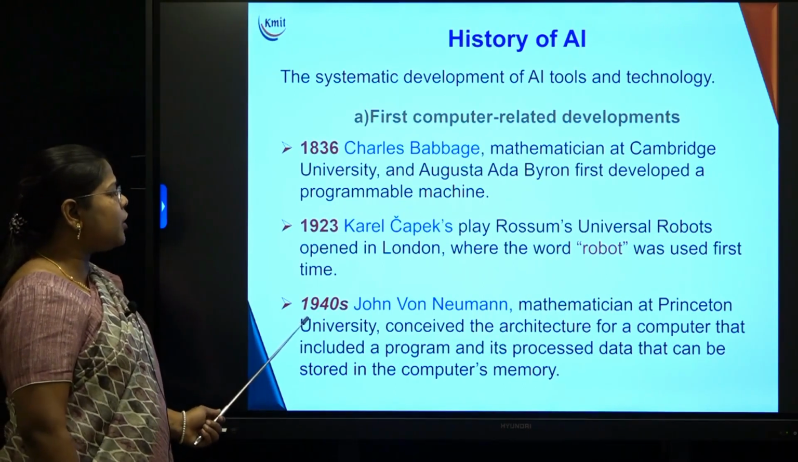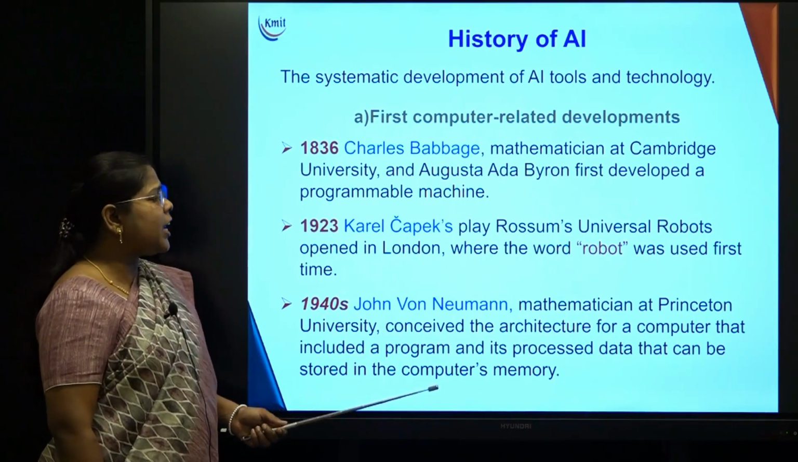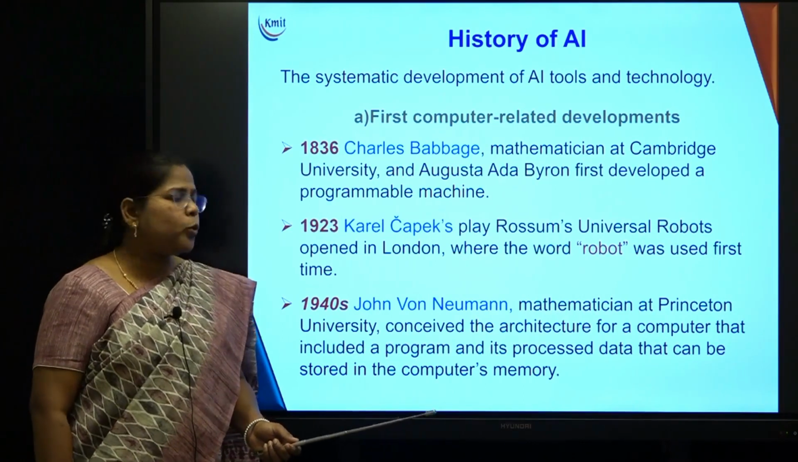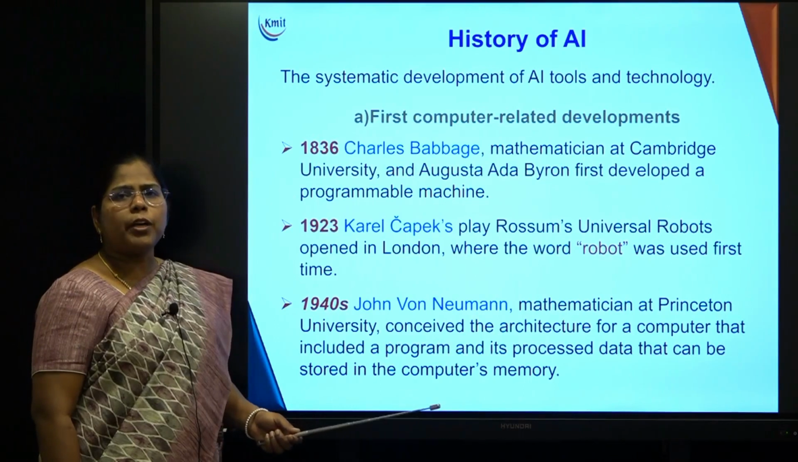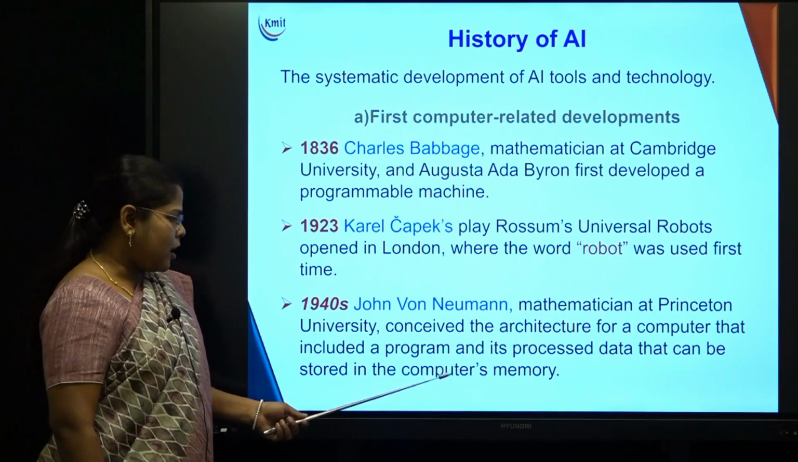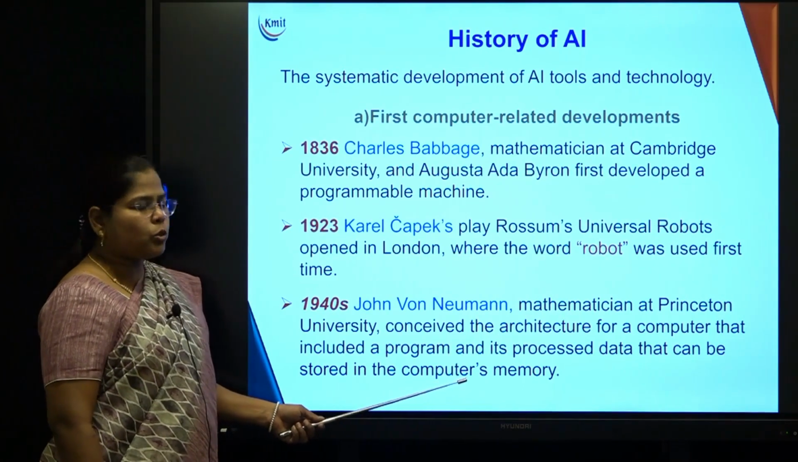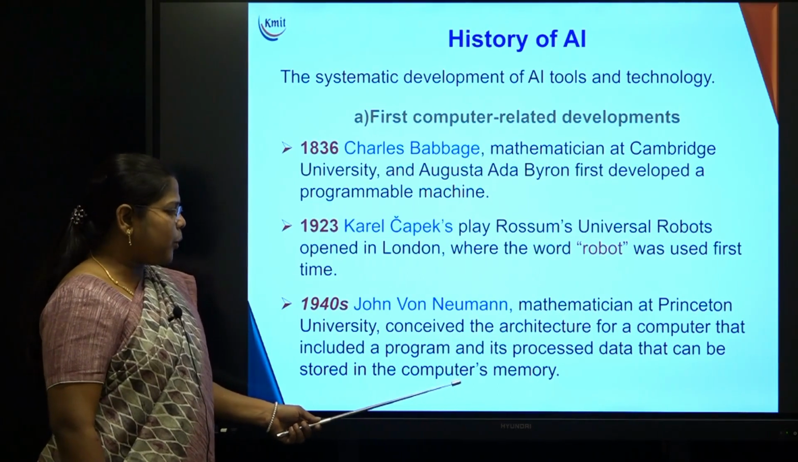In 1949, von Neumann gave a simple computer architecture that can process data, and can store the data or computer program.